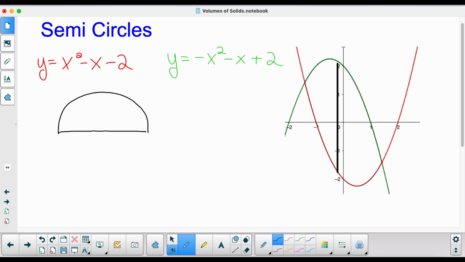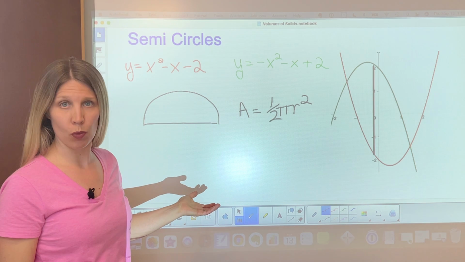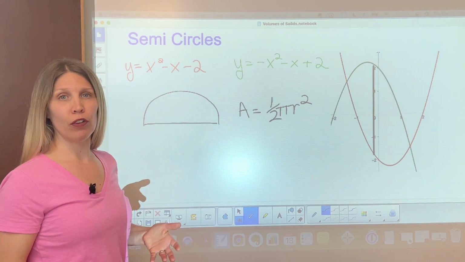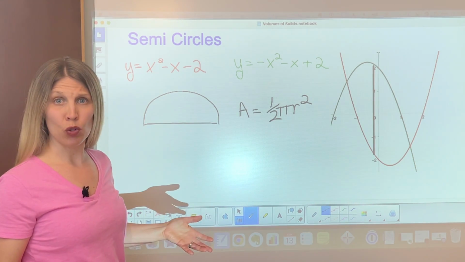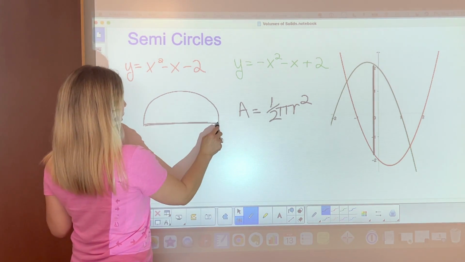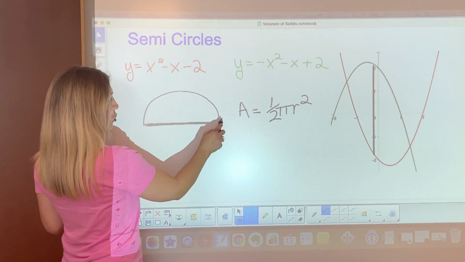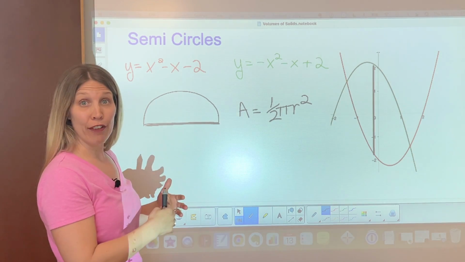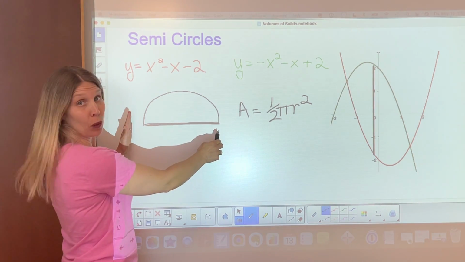How do you find the area of that? Well, the area of a circle is pi r squared, so for a semicircle, it's half pi r squared. And now we need to figure out, what is our radius going to be? When you take that slice out, this whole thing right here is your diameter. So to get your radius, you need half of that. Well, what is this piece right here?